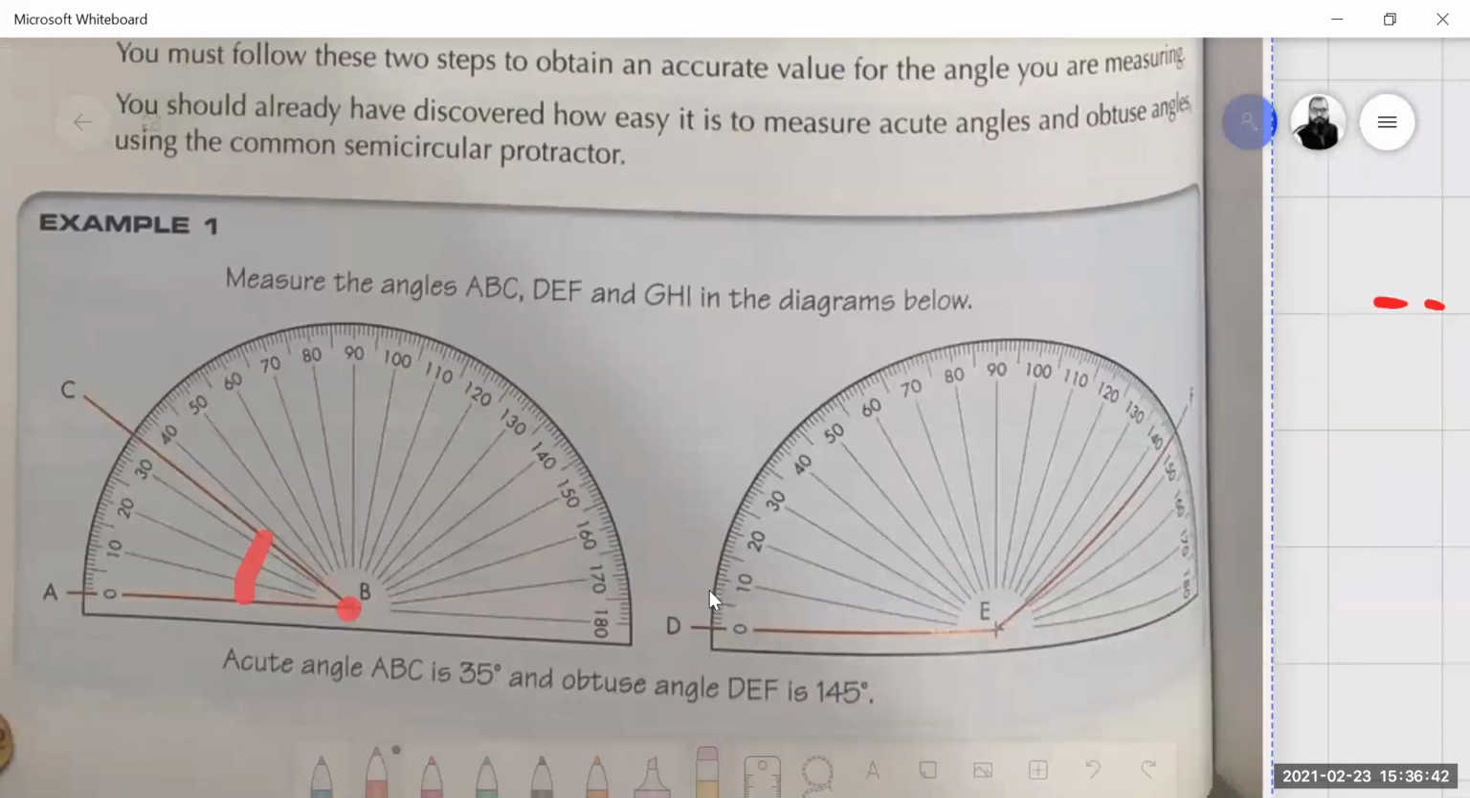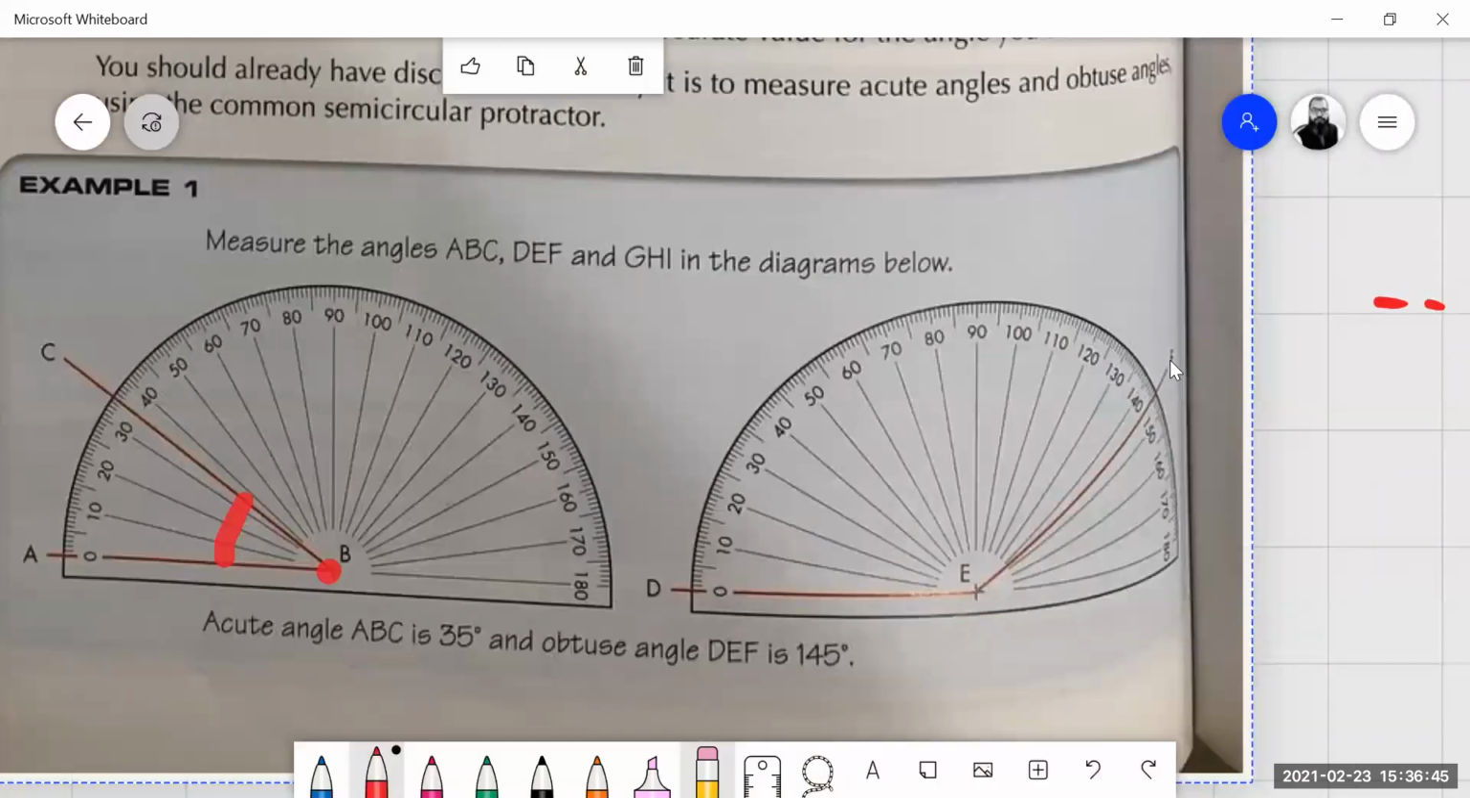Okay, now this angle will be what? Here it is written 35, not 36, so we are counting one more. This angle is from 40, here 0 to 145. We start from 0 here and move until here. This is 145. This is the introduction for the protector.